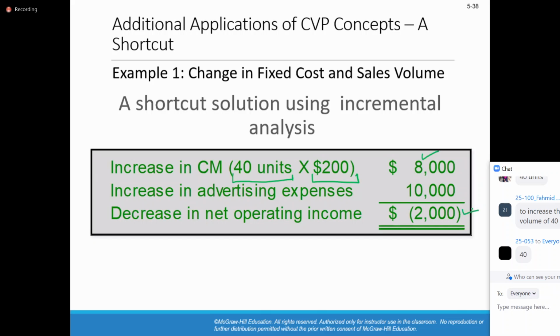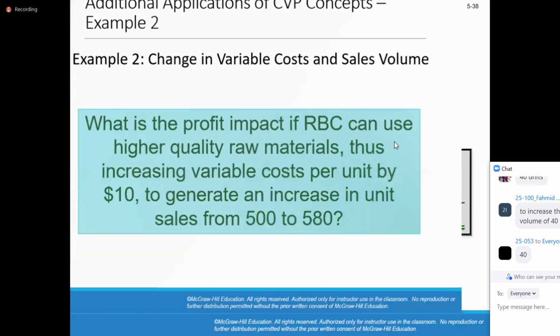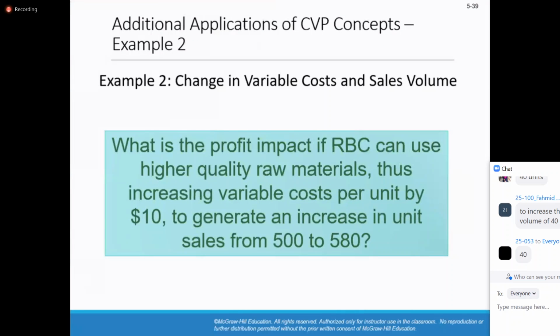So here you see the same thing we solved in previous slides, and this is a way we can make an incremental analysis. Now, the second scenario: what is the profit impact if RBC can use higher quality raw materials, thus increasing variable cost per unit by $10 to generate an increase in unit sales from 500 to 580?